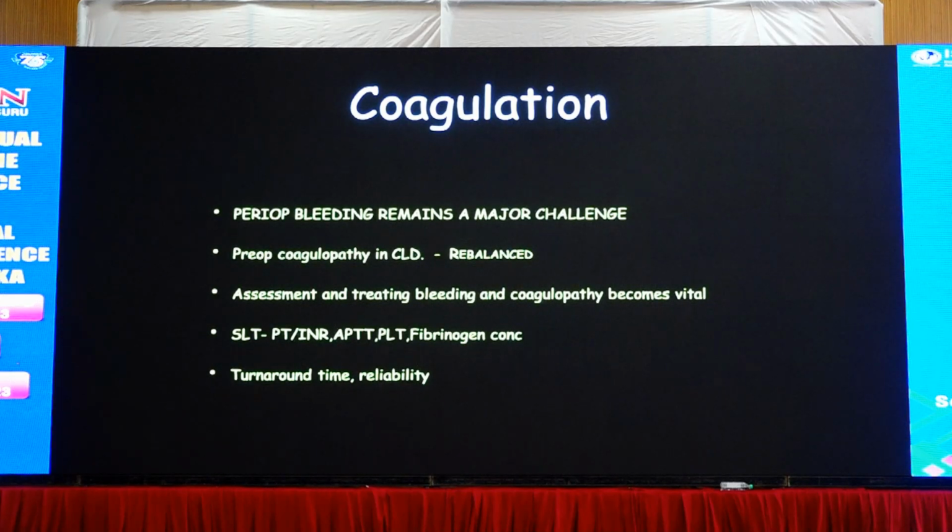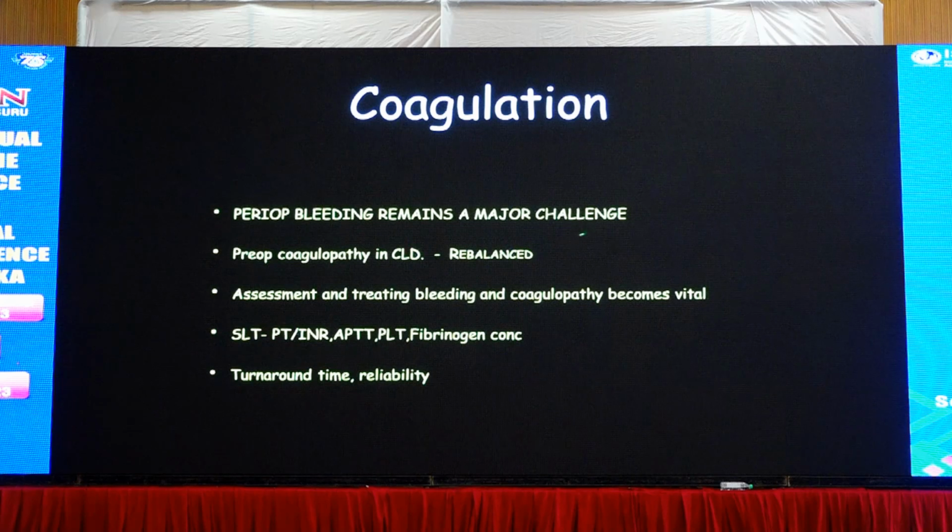The other important aspect of monitoring is coagulation monitoring. You know that these patients are coagulopathic. Most of the patients have CLD. The only thing is that the coagulation is sort of rebalanced. Even if the patients have an INR of 3 and platelets of 50,000, they don't generally bleed.